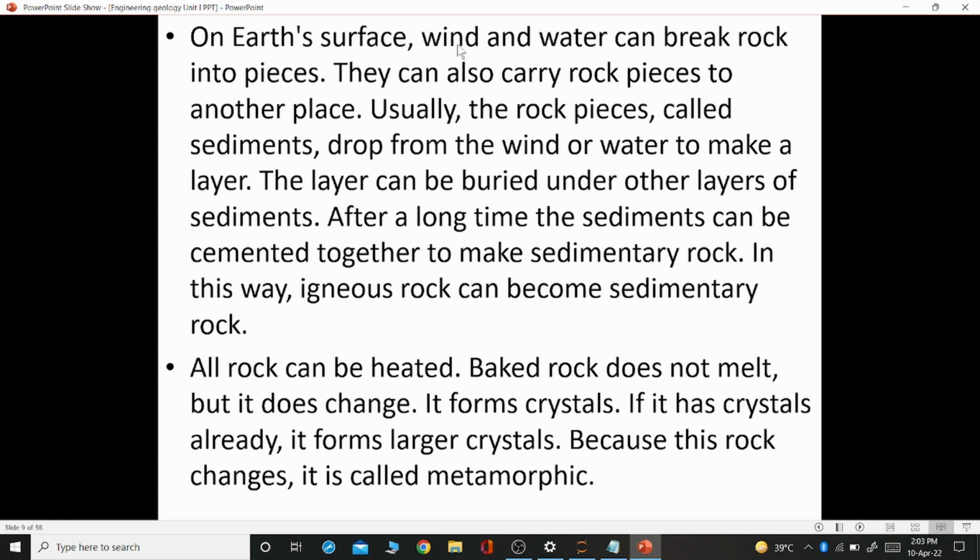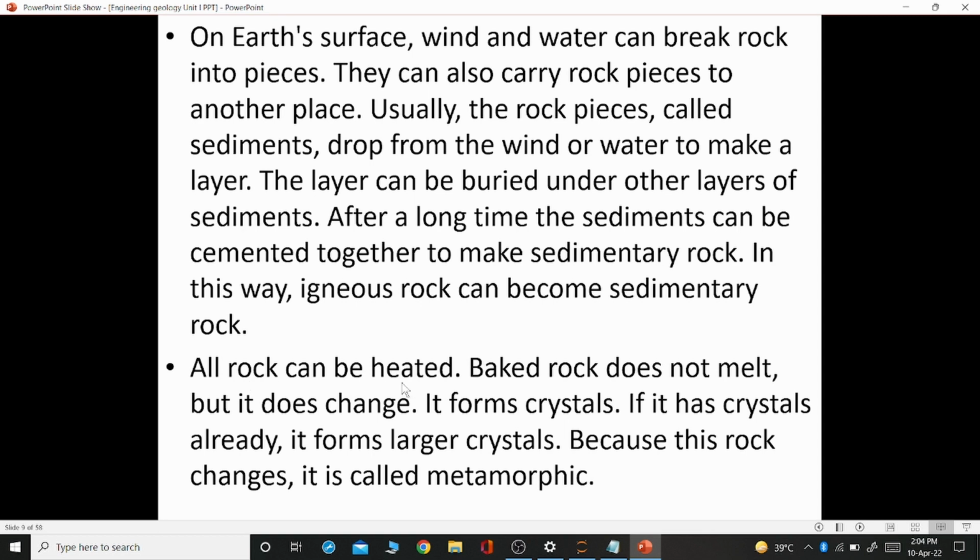Now on Earth's surface, wind and water can break rock into pieces. They can also carry rock pieces to another place. So wind and water are the main agents of the changes in geology. Usually the rock pieces, called sediments, drop from the wind or water to make a layer. The layer can be buried under another layer of sediment. After a long time, sediments can be cemented together to make sedimentary rocks. In this way, igneous rocks can become sedimentary rocks.